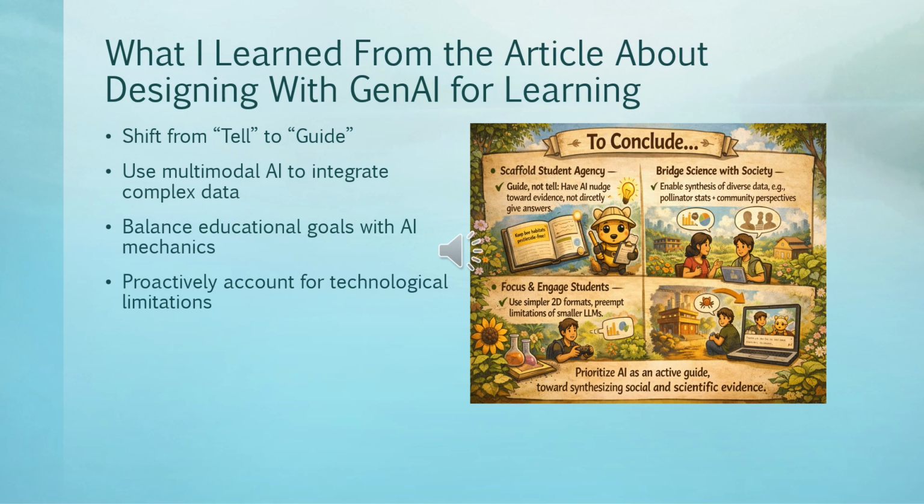To conclude, I want to synthesize some essential lessons that I learned from SciStory Pollinators. First, prioritize using AI to scaffold student agency through a guide, not tell approach. Direct answers from AI often promote passive consumption, so we must design agents to instead offer dynamic hints that point students toward evidence, encouraging them to discover the facts for themselves.